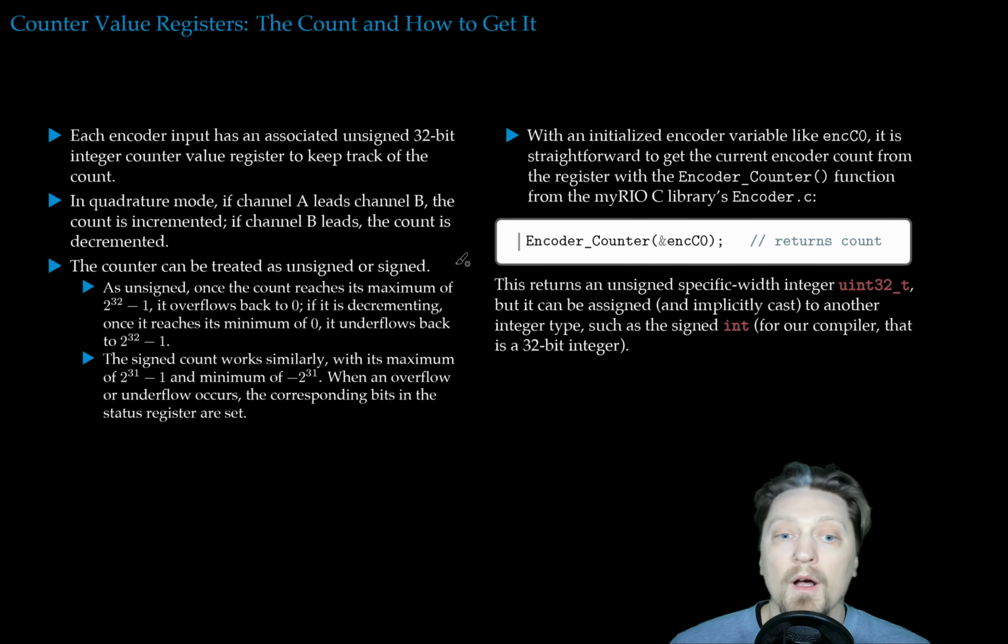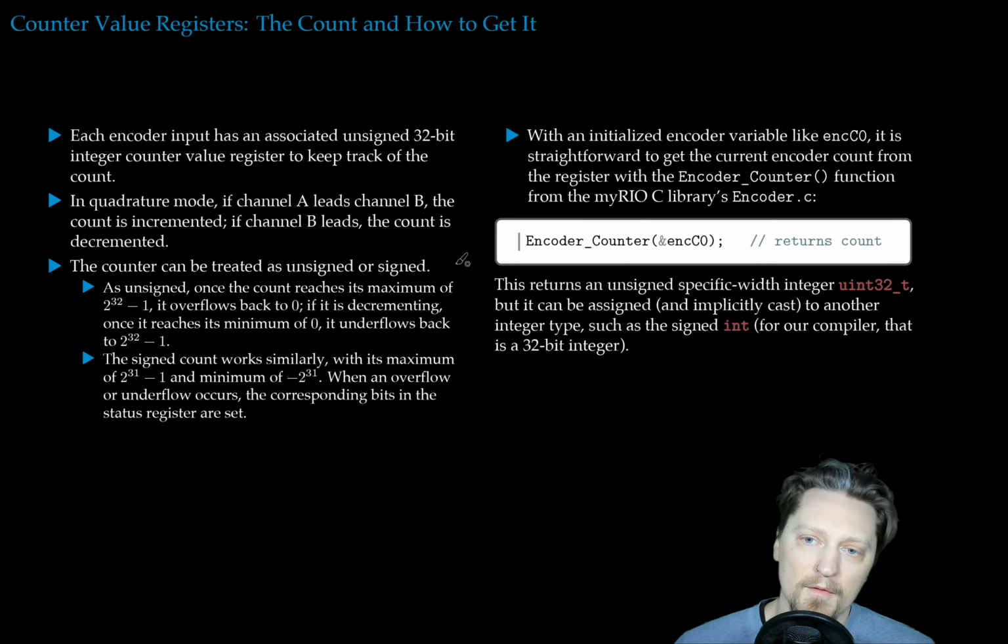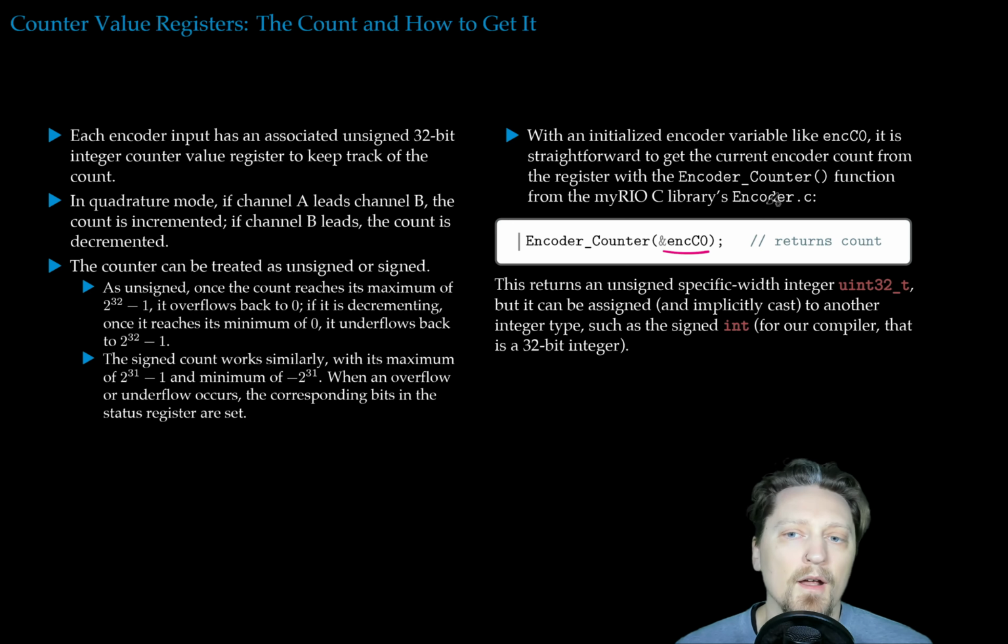When an overflow or underflow occurs, the corresponding bits in the status register are set, so we can discover if an overflow or an underflow has occurred. With an initialized encoder variable, like the one that we did in the previous slides, encoder C0, it is straightforward to get the current encoder count from the register with the encoder counter function from encoder.c. It's just given by encoder counter, and then you give it the encoder configuration.